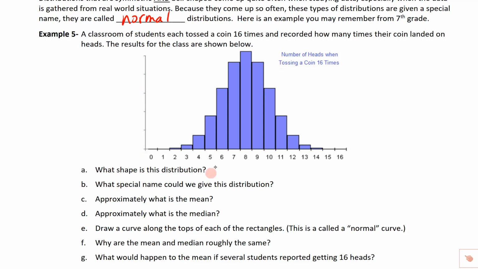So what is the shape of the distribution? Well, the shape of this is symmetric, so I'm going to abbreviate this way. Symmetric and bell-shaped. We can give a special name to this. This is called a normal distribution. Okay. It says approximately what is the mean? Well, because this is symmetric, we know the mean is going to be roughly right in the middle with the median, so we would say it's about 8.